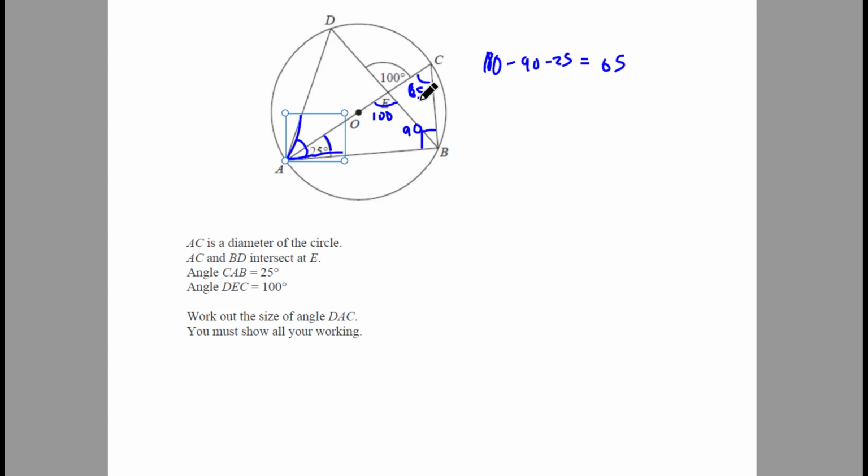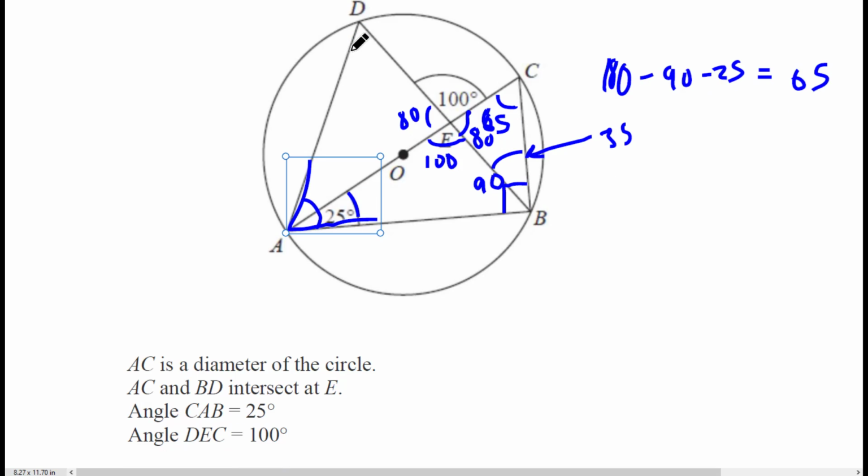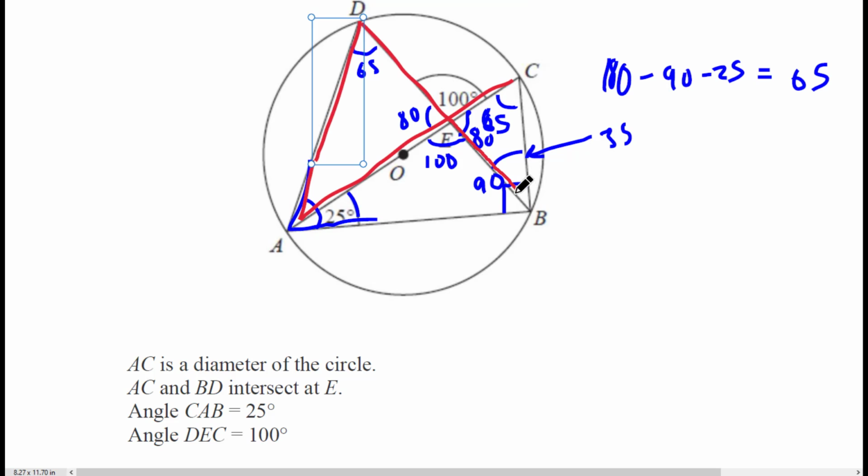Now does that give us any information? Well, that's 100 and 100. Angles around a point is 360, so these two must be 80. This angle here, 80 add 65, must be 35. Maybe I'll zoom in a bit. Now you have angles in the same segment. Some people call this the bow tie. Can you see the bow tie here? Let me draw that in for you.